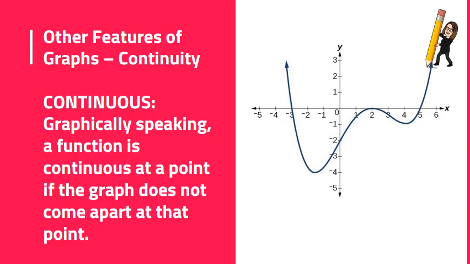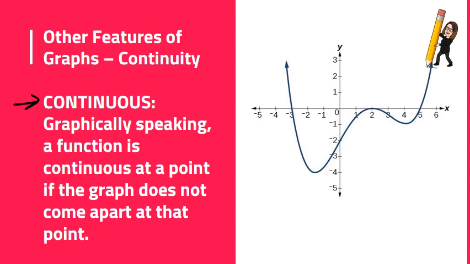All right, a couple other things we need to add into our notes. Feel free to abbreviate this as necessary. Continuity. So this is specific to our class. We're going to talk about continuity. And continuous means, graphically speaking, a function's continuous at a point if the graph does not come apart at that point. So in this case, the graph is continuous always. It doesn't stop. There's no breaks in the graph.